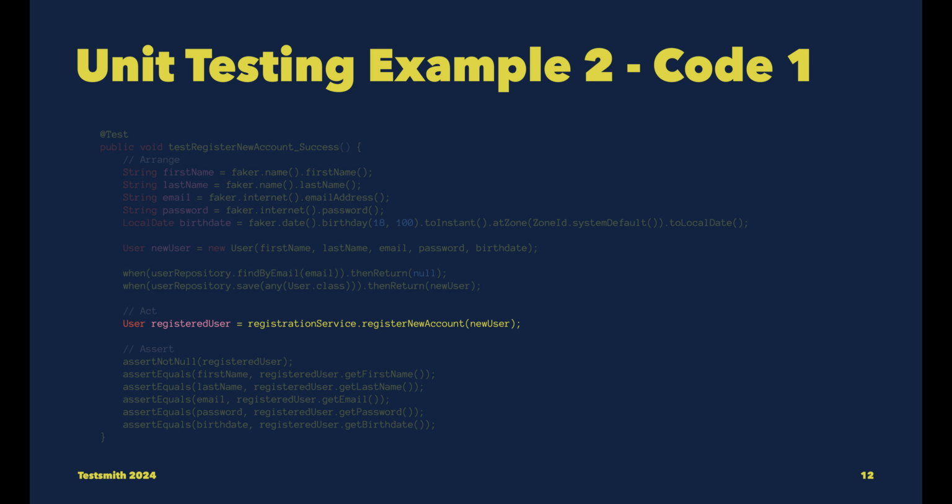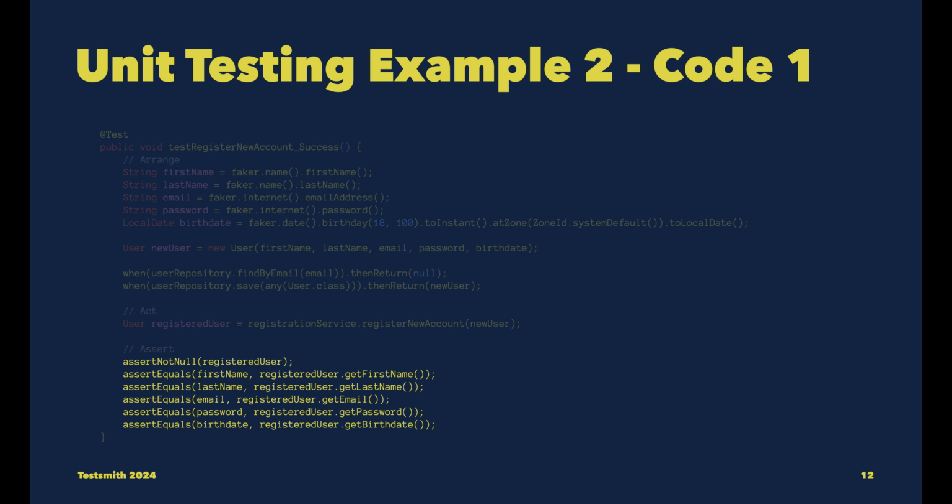This line calls the register new account method on the registration service with the new user object. This is the method under test. The method should internally use the mocked user repository to check if the user already exists and to save the new user. The registered user object returned by this method is captured in registered user.